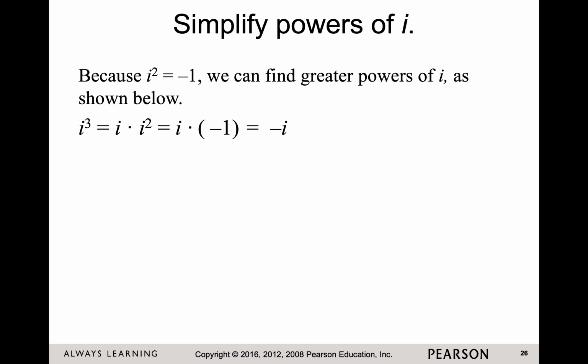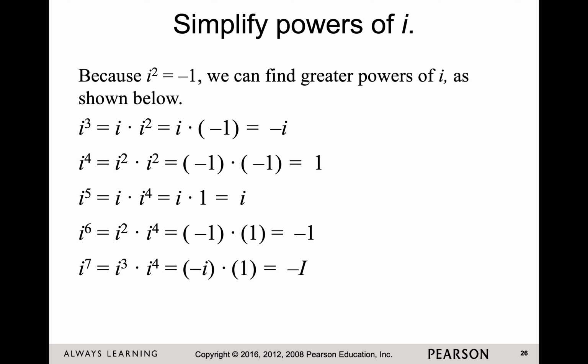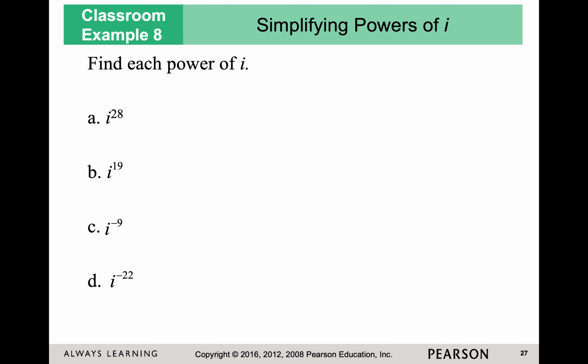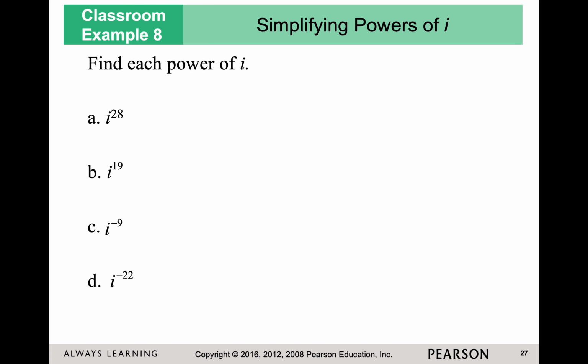So we can take i out a little further. i cubed, which is going to be i times i squared, which is -i. i to the 4th is 1. i to the 5th is i. i to the 6th, oh, -1. I start a pattern, and I have that pattern continuing. So I'm going to find the powers of i. Notice these are all really big, but I'm going to use this information.